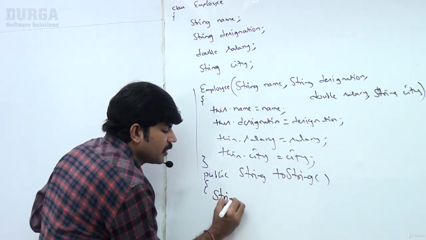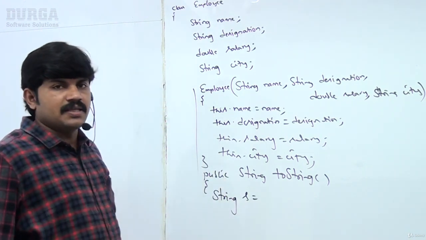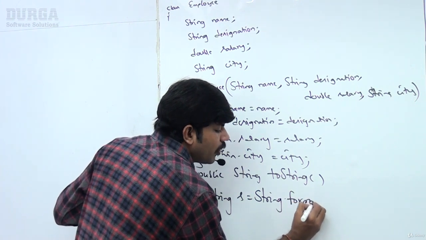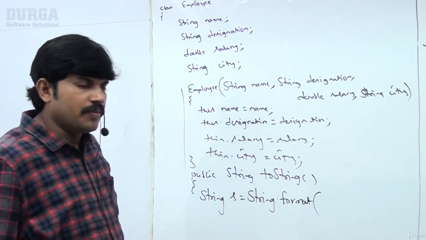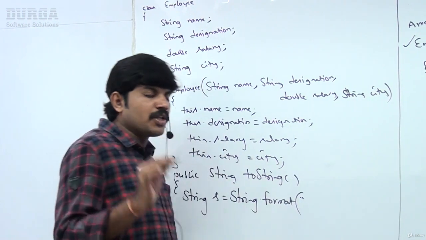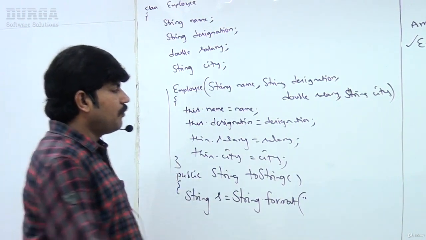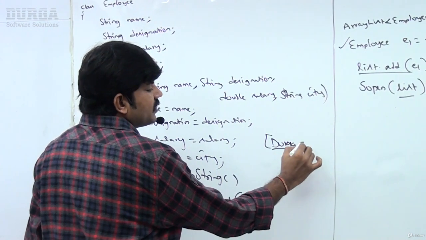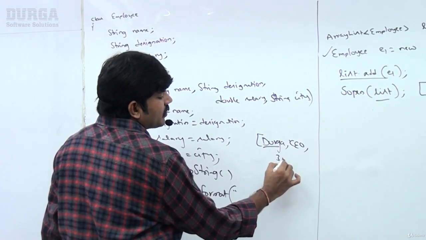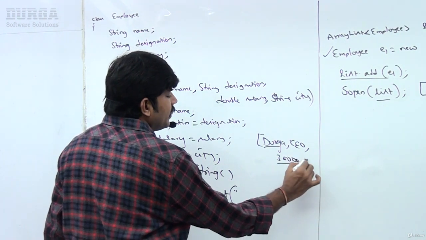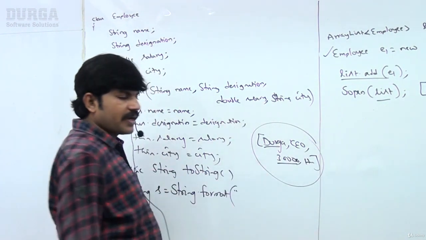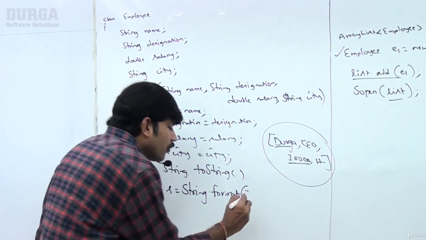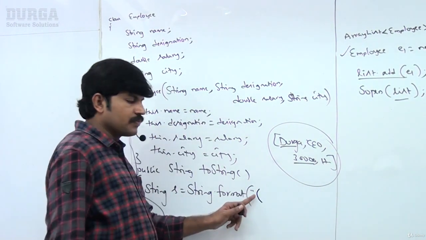Here String s is equal to String dot format. There is one method, sir, String dot format. In which format do you want the output? Sir, I want my output within square brackets: Durga, comma, designation CEO, comma, 30,000 is the salary, and Hyderabad, like this. Within square brackets or within parentheses, anything you can take, no problem at all. Okay, let me take parentheses.